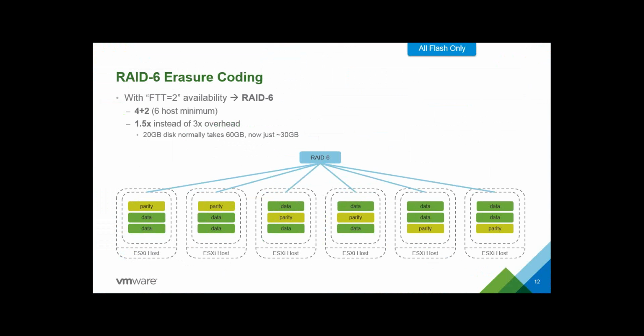If we've got 2 failures to tolerate, we essentially get 100% more capacity to use. Where an FTT of 2 with mirroring would require the first 100, another 100, and a third 100, that's 300, with a RAID 6 FTT2 configuration we only need 150 gigs as opposed to 300 gigs. And that's guaranteed. It doesn't depend on your workload. Erasure coding is a guaranteed capacity savings because of the way that we write.